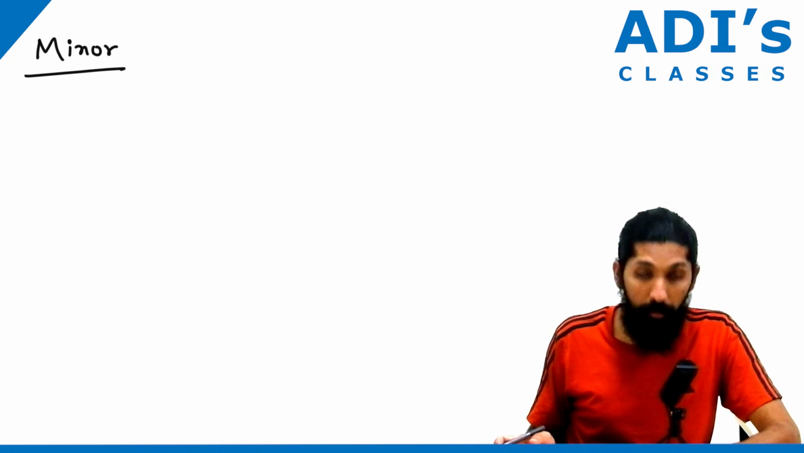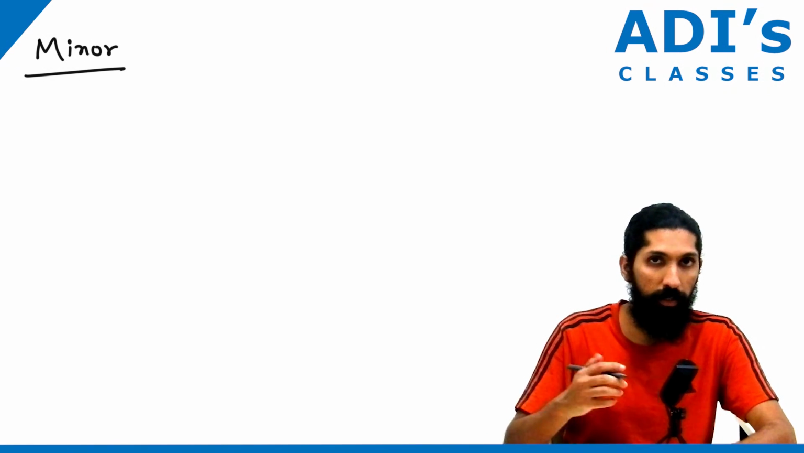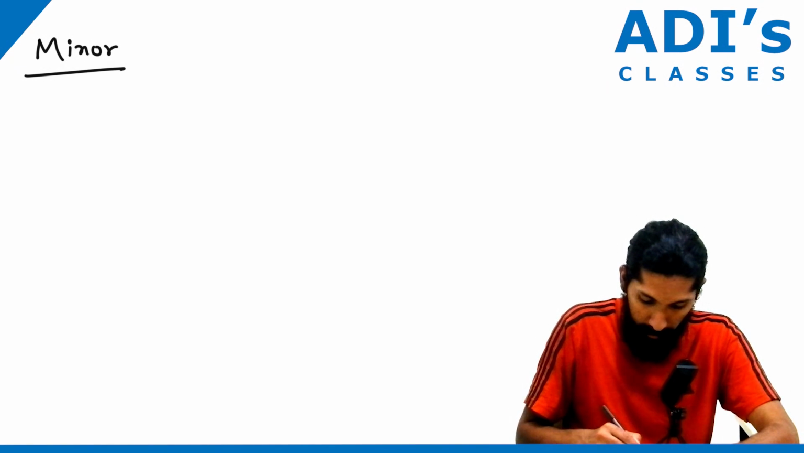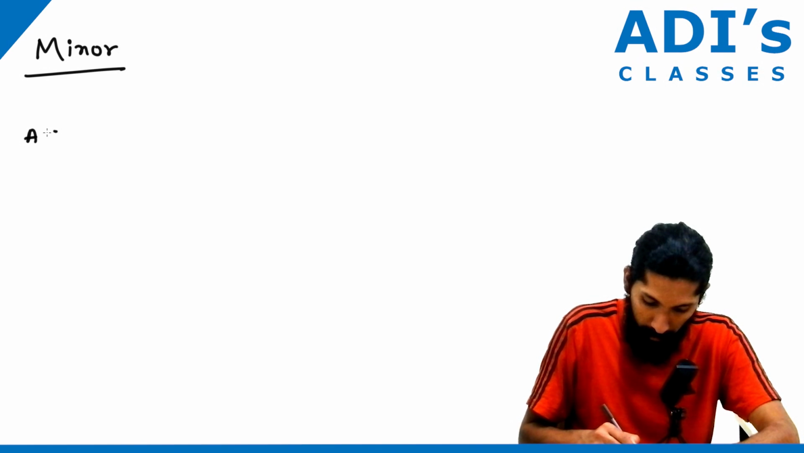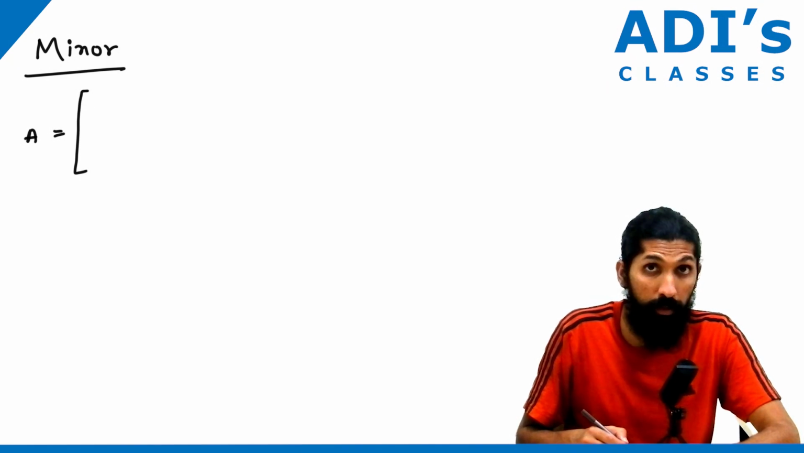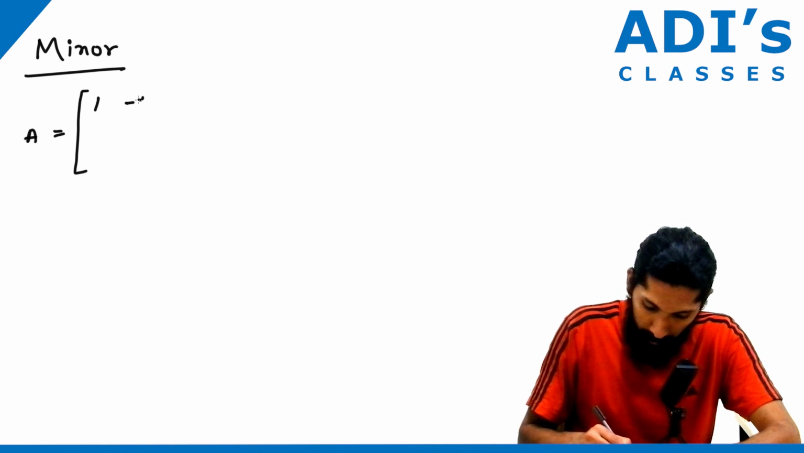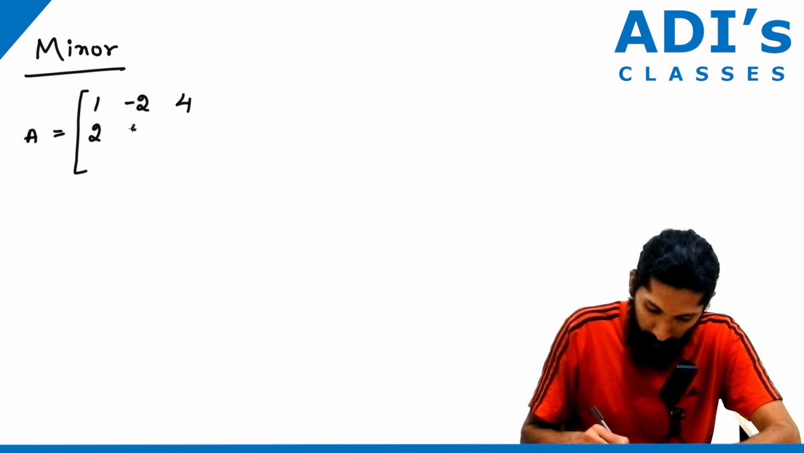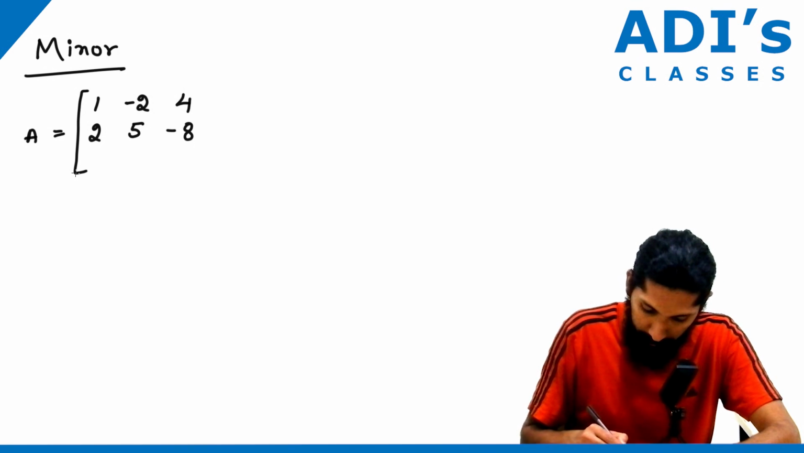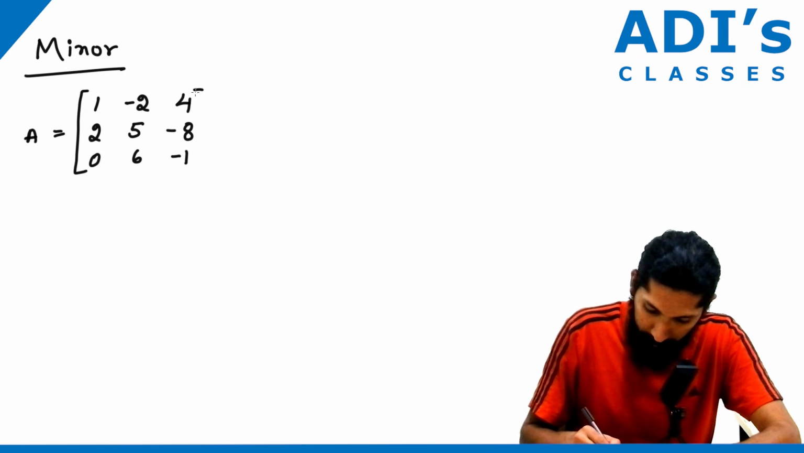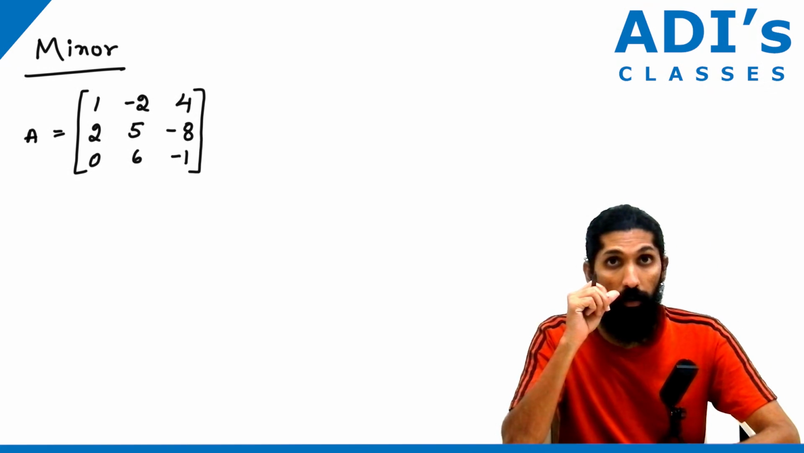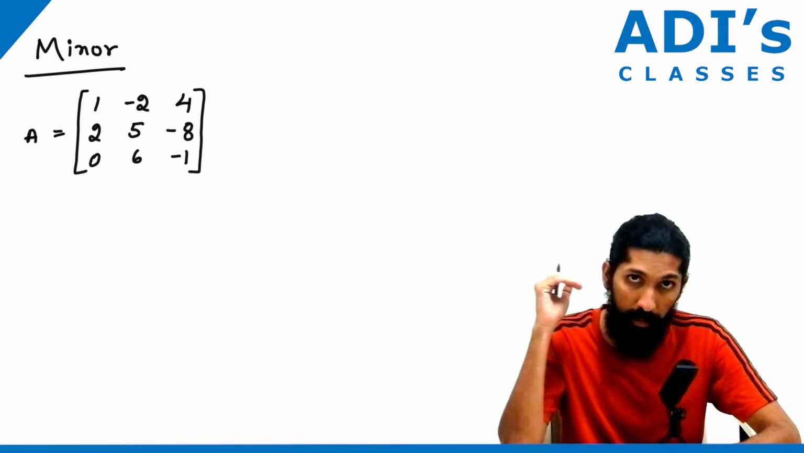Now, when we talk about the minor of a matrix, let's take an example. Let's say we have A. We'll consider a 3 cross 3 matrix. Say this is 1, minus 2, 4, 2, 5, minus 8, 0, 6, minus 1. Now it's a 3 cross 3, so we have 9 elements.